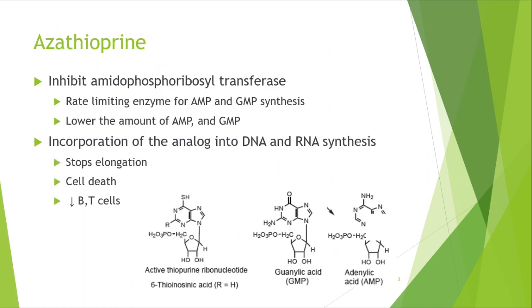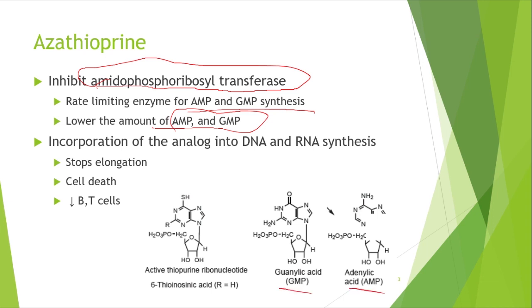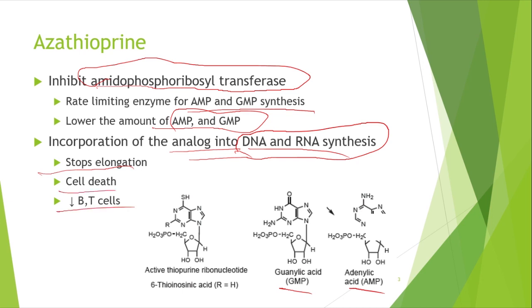It's a thio compound. Once the drug becomes the active compound, it basically has two mechanisms. First one is inhibiting this amidophosphoribosyltransferase, sorry, this is a very long name. This enzyme is a rate-limiting enzyme for AMP and GMP synthesis, and by inhibiting it, it will lower the amount of AMP and GMP. Additionally, this compound looks so much like AMP and GMP down here, and it will be incorporated as an analog into DNA and RNA synthesis. What happens then is it stops elongation. You are basically inserting something that will not promote further elongation in the polymerase reactions. You stop it, leading to cell death, and you are decreasing the B cells and T cells, particularly those cells that are rapidly dividing.